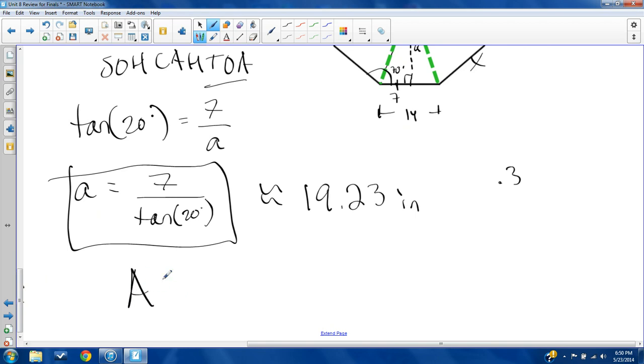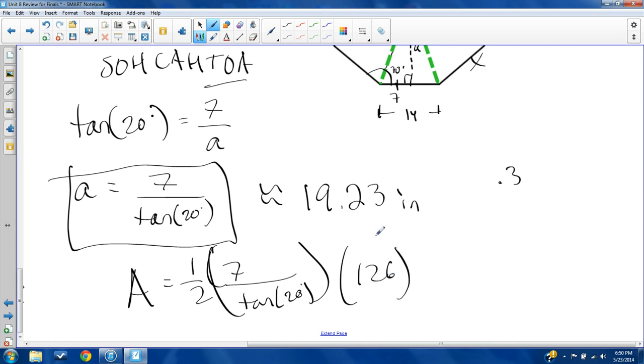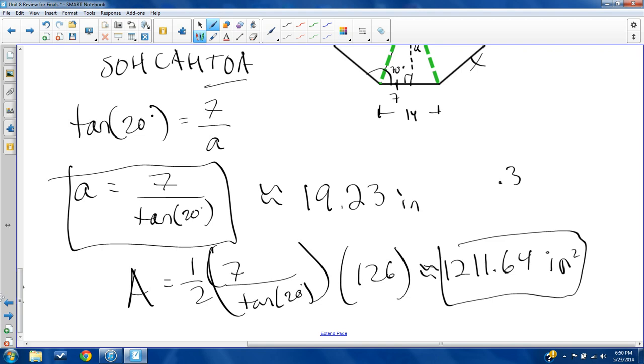So the area, which is 1/2 apothem times perimeter, equals 126 divided by 2. That equals about 1,211.64 square inches. That's huge. That's a huge nonagon, my friend.